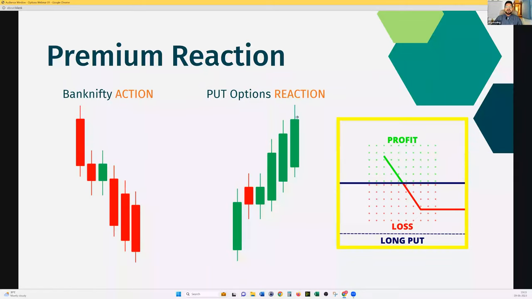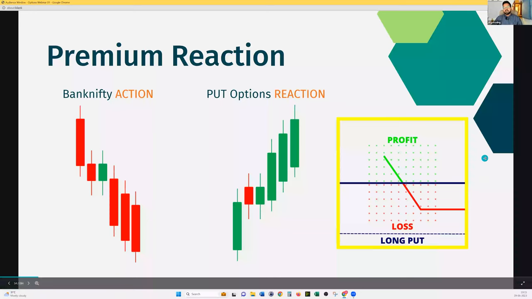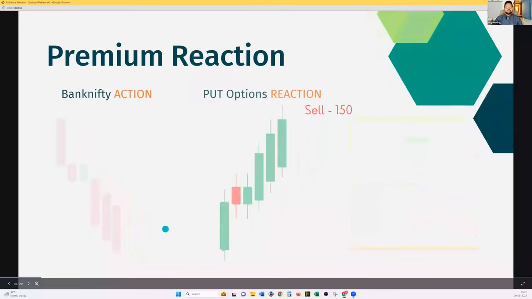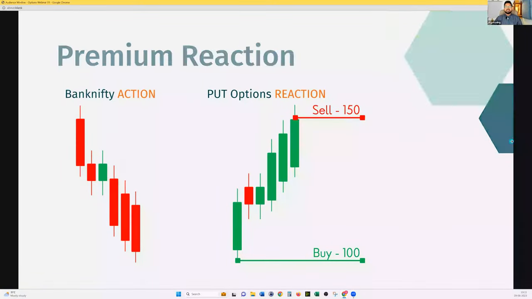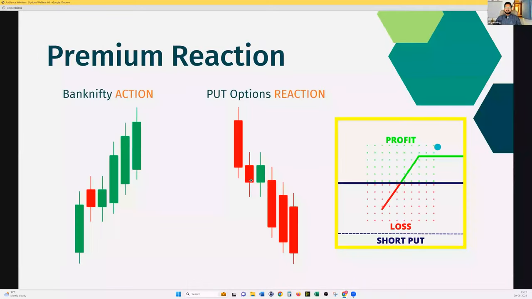In this case, how will you make profit? By taking a strategy called long put, where you buy a put option. Okay, where you buy it at 100 rupees and you can sell it at 150 rupees. So you can make a profit by doing so.